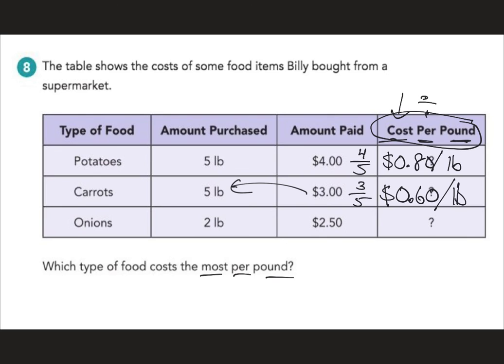Okay. To find our onions, what are you going to type in? $2.50 divided by 2 pounds. $1.25 per pound. So what is the most per pound? Which of these items is the most expensive if we were to buy 1 pound? Onions. They cost $1.25 per pound.